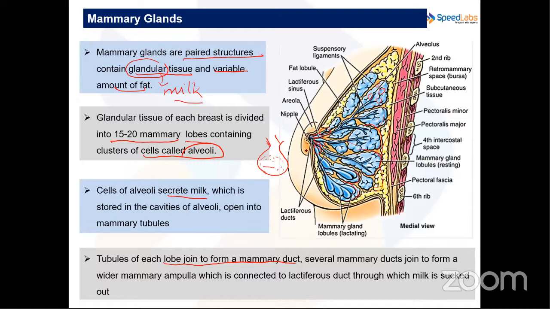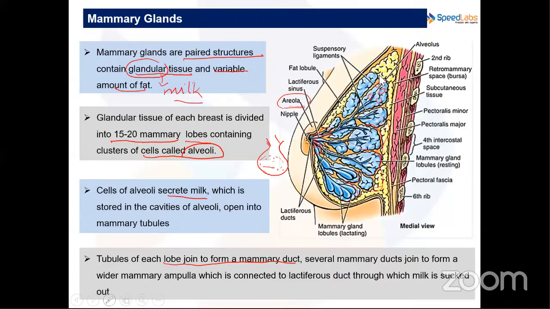And the nipple is covered with this brownish area called the areola. It is with the help of this dark structure that the newborn can distinguish this, because the newborn is not able to see anything properly. All right. So this is the organization of structure of a mammary gland.